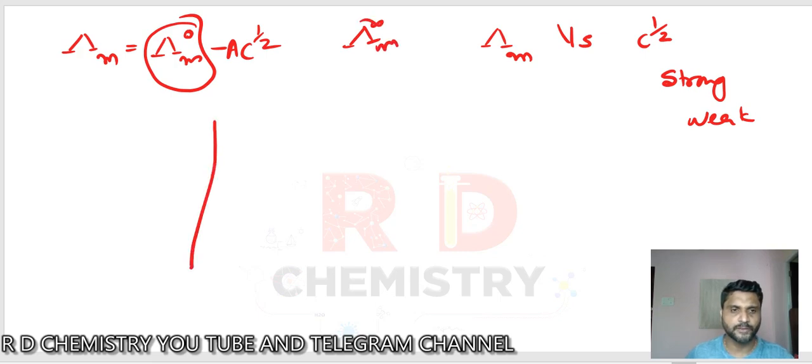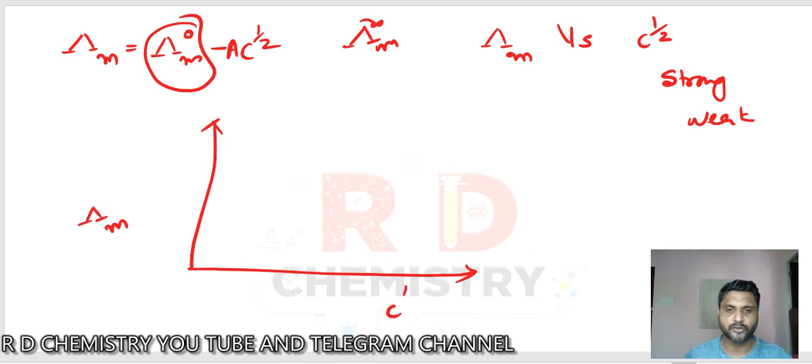So let me draw that one. Sorry for the graph. Somewhat like this. Here we have lambda m, and here we have the square root of the concentration, or c to the power half. If I take a strong electrolyte like potassium chloride, as the dilution increases, when you add more and more solvent, concentration decreases, dilution increases. So what will happen? Molar conductivity goes on increasing like this.